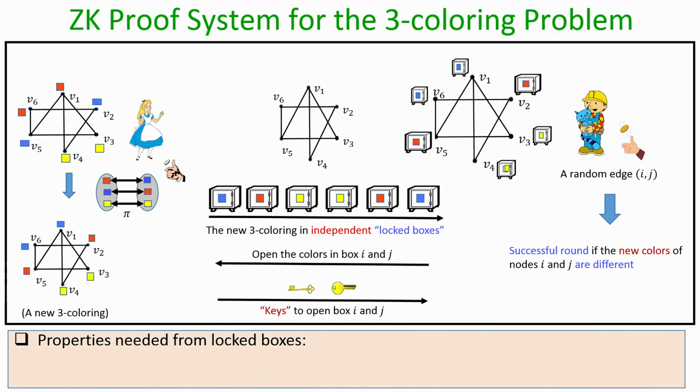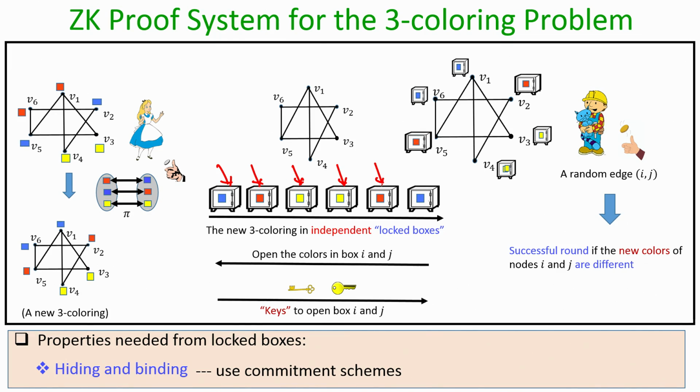Now, coming back to the question of what properties we need from the locked boxes. As I said, we need 2 properties. We need basically the hiding property, namely if the prover is honest, namely if Alice is honest and if she has kept some contents inside the box, then until and unless the keys for those boxes are given to Bob, Bob cannot open and see the contents that are kept inside the box. So, that is what I mean by the hiding property here.